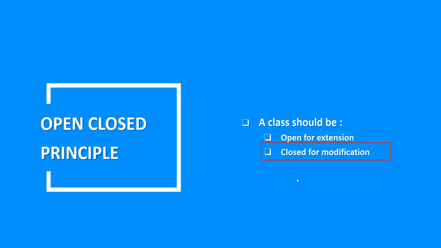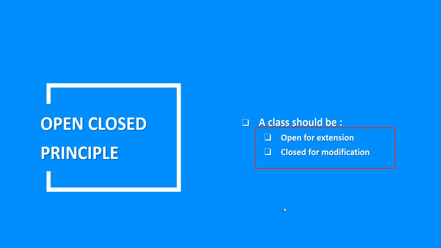Now, when we say that a class is closed for modification, it means that we shouldn't be required to modify or change a class. That is, there is no need to modify. There shouldn't be any need to modify a class. Now, these were the individual explanations of these individual statements.